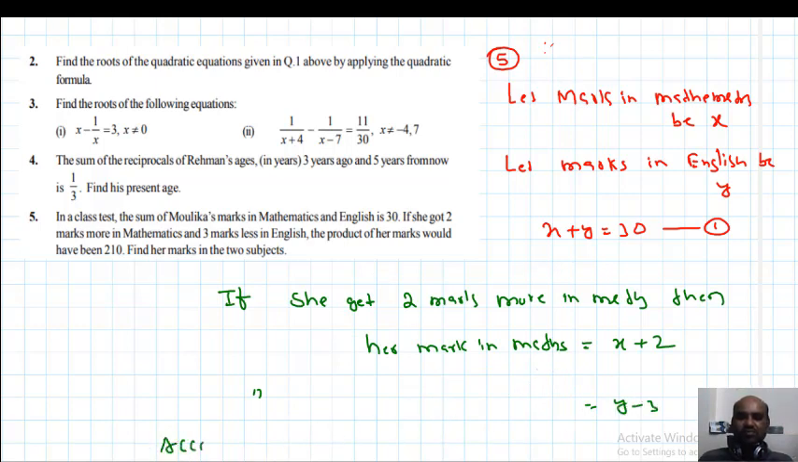According to the problem, since you need to write step by step, if she gets 3 marks less in English, then her mark in English equal to y minus 3. According to the problem, the product of their marks would have been, x plus 2 into y minus 3 is equal to 210. I want to solve it on the next page. x plus 2 into y minus 3 equal 210.